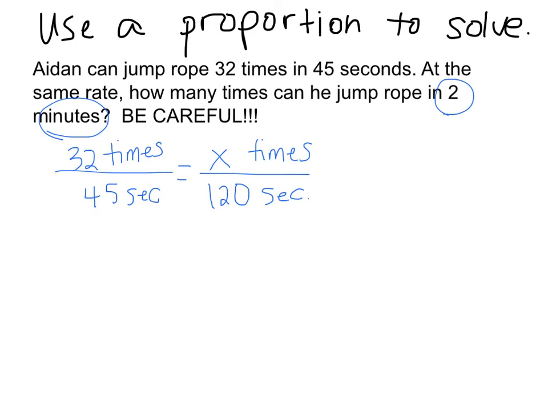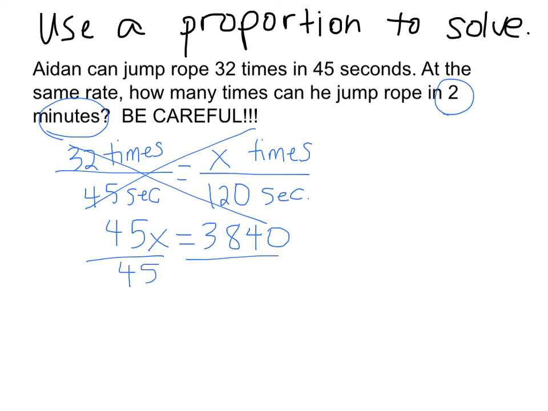Alright, so now I'm going to solve my proportion. So I'm going to do 32 times 120 and 45 times x. So I get 45x equals 3,840. I'm going to divide both sides by 45, and x equals, I'm going to round to the nearest tenth, 85.3 times. You can jump rope that many times in 2 minutes.